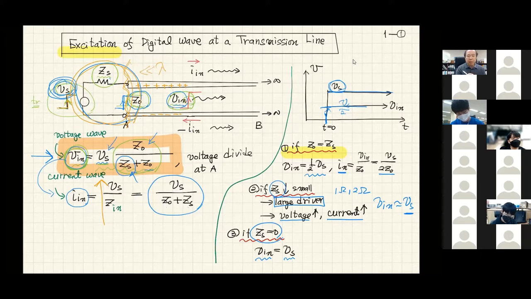One important meaning of this equation is that the generation, excitation of the voltage wave will be determined by the transmission line impedance as well as the source impedance. So when you are designing a high-speed I/O circuit between transmitter and receiver, you have to control the transmission line impedance as well as the source impedance. That is the meaning of this first page.